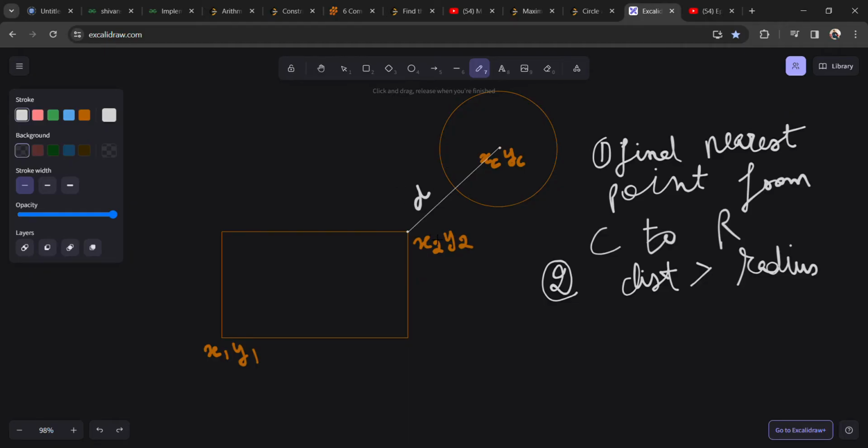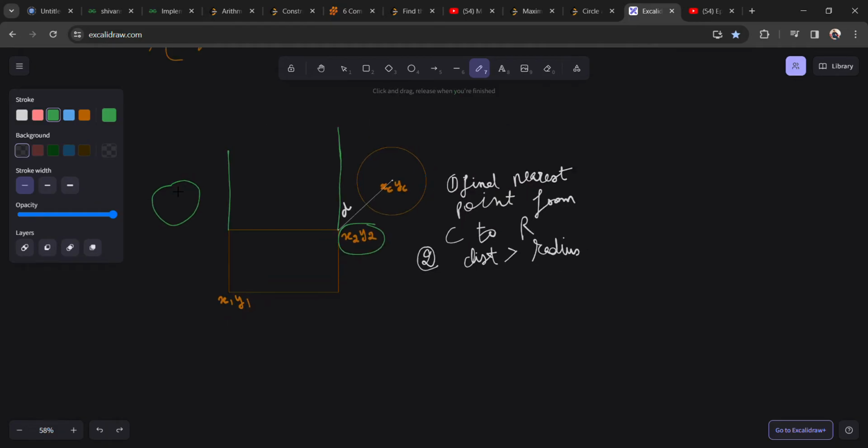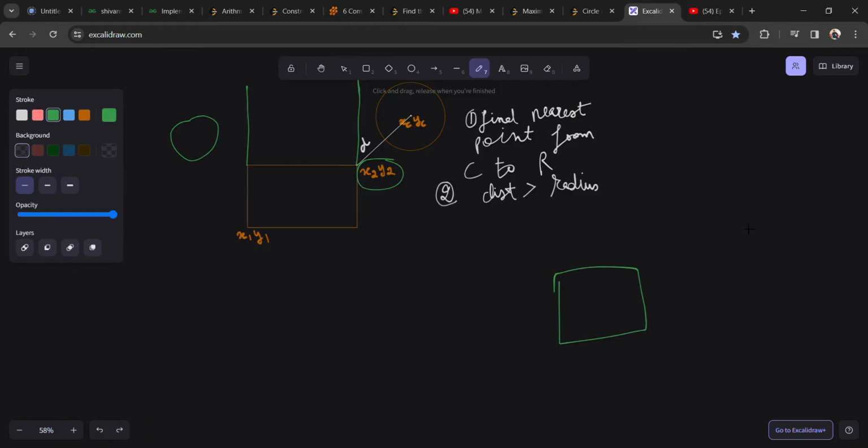To calculate this distance, one thing we have to check is at which side my circle exists. For example, in this example I can say my circle exists just to the right side of this x2 and y2 point. I can also say it will exist to the left side of this. This means there are different possibilities. If I draw this rectangle here, then the circle may exist over this side, over this side, over here, or over here.